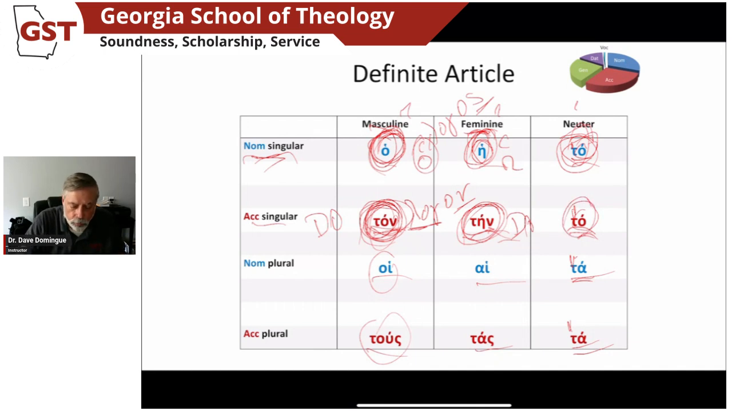If it's a neuter word, euangelion, then ta for the nominative singular and ta for the accusative singular. How do you tell the difference? We'll get there. Okay. There are other clues that will stand out.